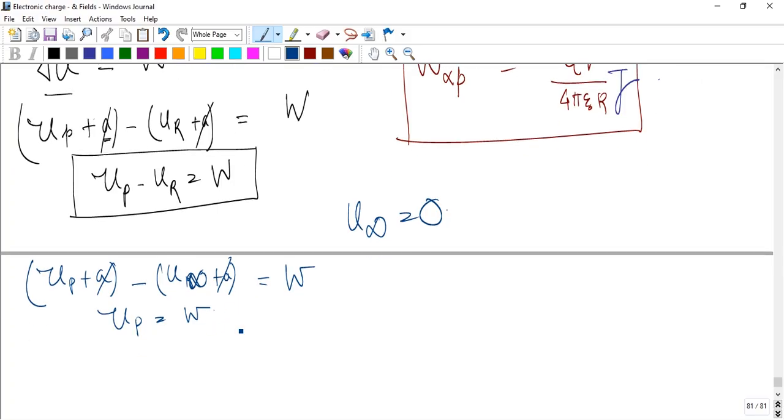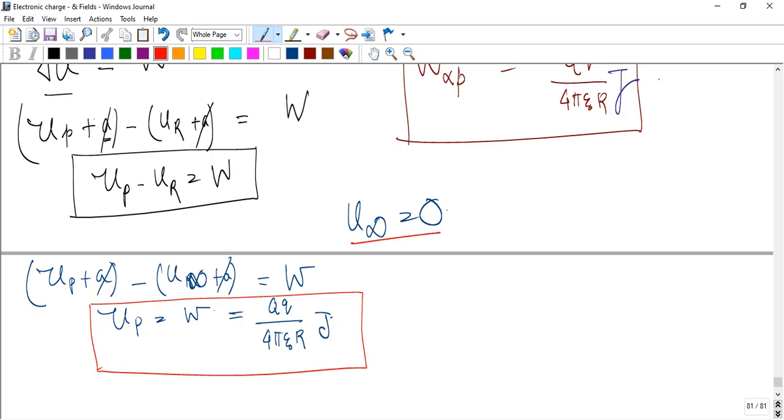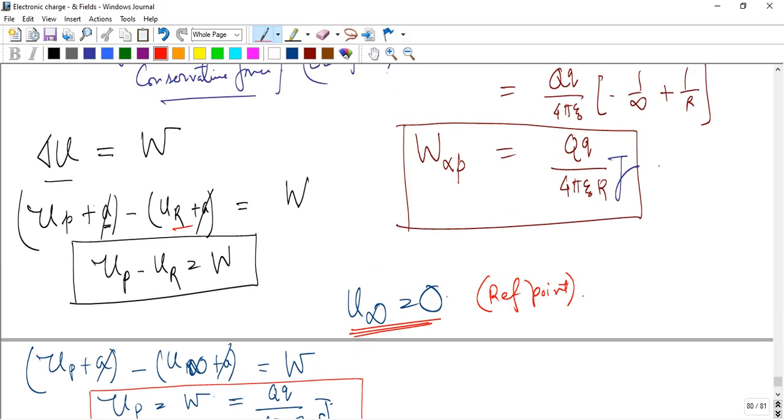Okay, and that W is also equal to capital Q small q over 4 pi epsilon naught R joule. So U infinite is the reference. Here you see that U R with a reference point. So electrostatic potential is associated with bringing a test charge from infinite to a finite region, from one point to another point. That's very important.